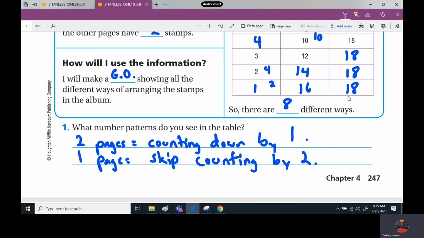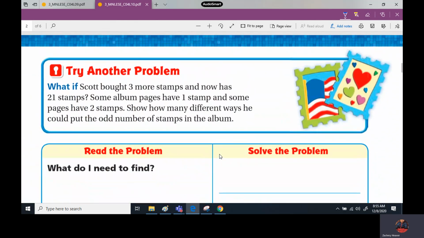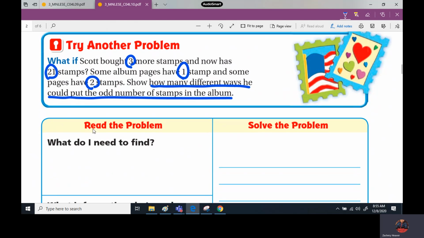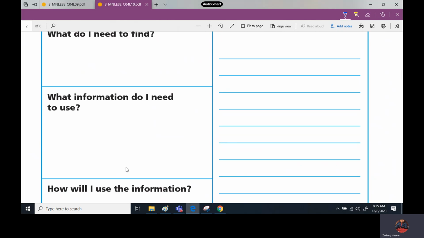All right. So we're doing another one like we just did. It says, Scott bought 3 more stamps and now has 21 stamps. He had 18, now he bought 3 more, which makes 21. Some pages have 1 stamp on them and some pages have 2 stamps on them. Show how many different ways he could put the odd number of stamps in the album. So 21 is an odd number. It's going to be the same thing, but a little bit different.